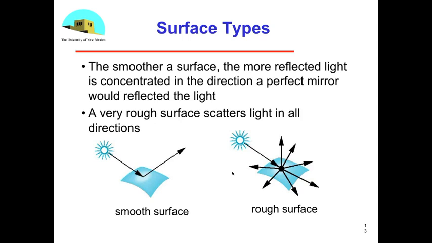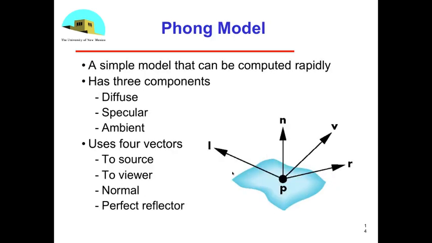Now, the basic model that people have used, I think early 70s, was the Phong model. He was a graduate student at Utah and came up with this model because he wanted to be close to physical reality, but be reasonably efficient. So he said, let's model our lighting calculation with three different parts.